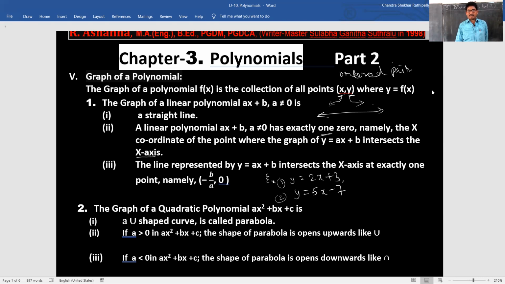Right. So a linear polynomial ax plus b, a not equal to 0, has exactly 1 zero. Namely the x coordinate of the point where the graph of y is equal to ax plus b intersects the x axis. It will intersect the x axis.